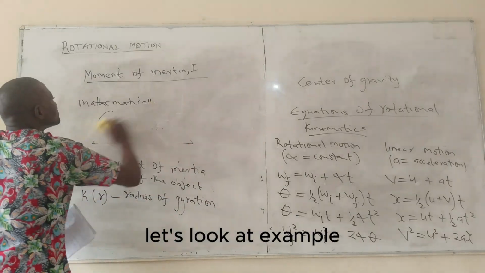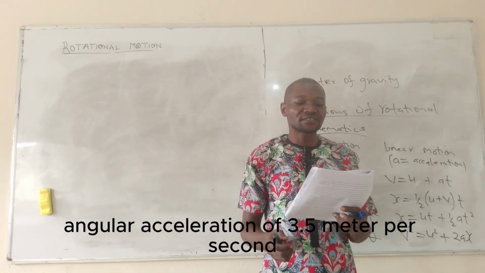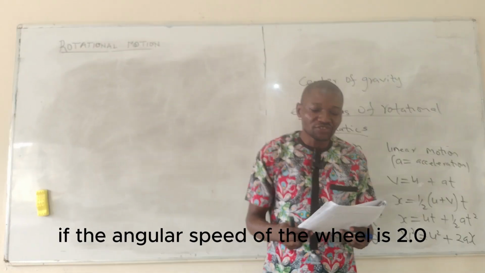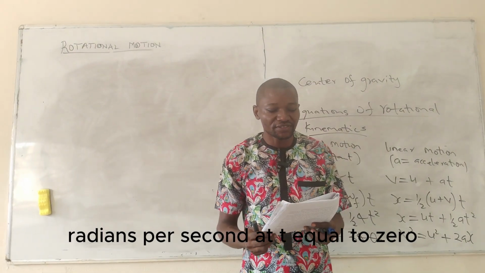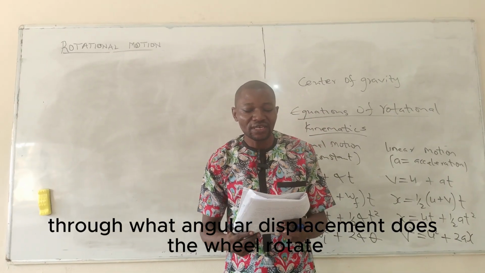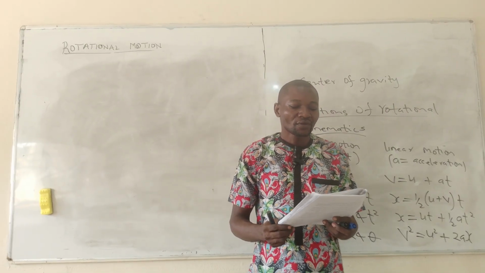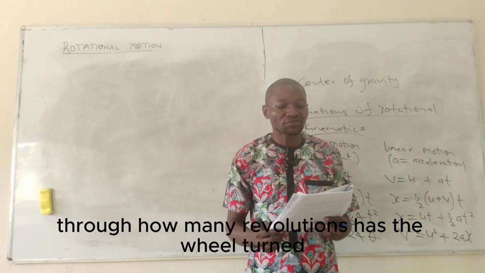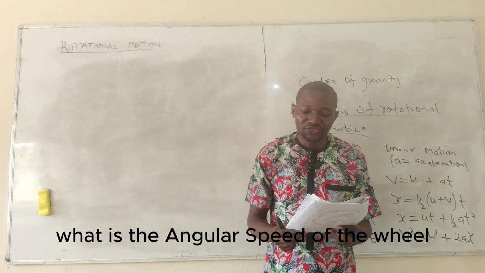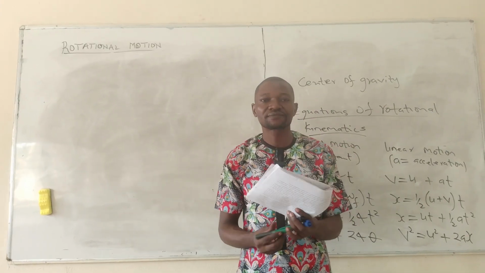Let's look at an example. A wheel rotates with a constant angular acceleration of 3.5 radians per second squared. If the angular speed of the wheel is 2.0 radians per second at t equal to 0, through what angular displacement does the wheel rotate in 2.0 seconds? Through how many revolutions has the wheel turned during this time interval? What is the angular speed of the wheel at time equal to 2 seconds?